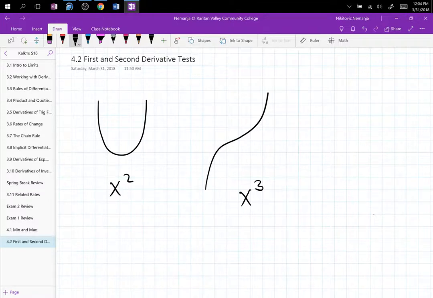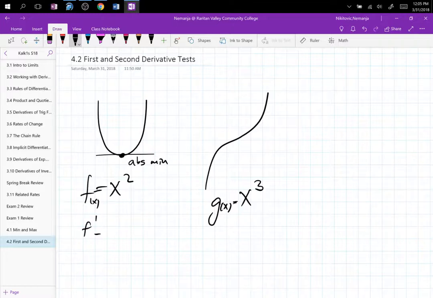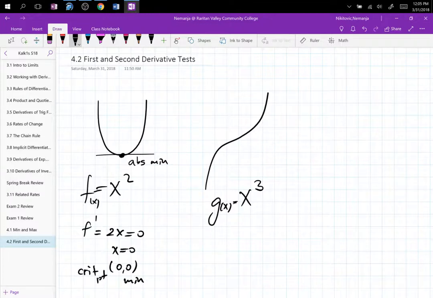Now, if you look at these two functions, f of x and g of x, for the x squared we clearly see a critical point at the bottom. We know it's the absolute min, and we calculated this so many times. The first derivative is 2x equal to 0, x equals 0, and then finally (0, 0). We know it's a critical point, and it worked out to be a minimum. I think this is the third time I'm doing this calculation in the last hour.